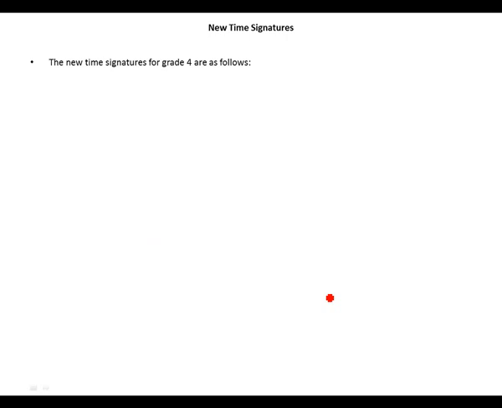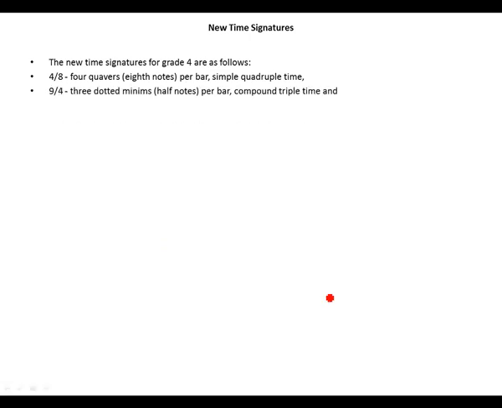The new time signatures for grade 4 are as follows. 4-8: 4 quavers, eighth notes, per bar, simple quadruple time. 9-4: 3 dotted minims, half notes, per bar, compound triple time. And 6-4: 2 dotted minims, half notes, per bar, compound double time.